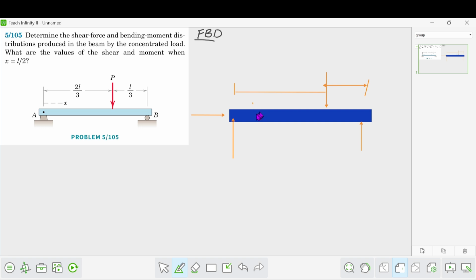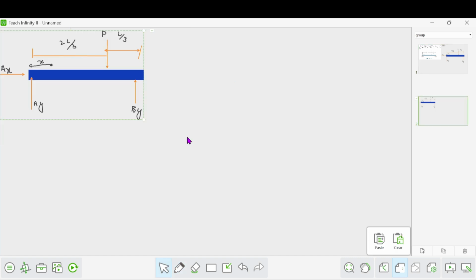We have to find the shear force and bending moment at this X point. So this is AX and BY, this is L divided by 3 and this is 2L divided by 3. This is load P, and at this position, this is X. So at this point we will find shear force and bending moment. In order to proceed to the next step of this exercise, we have to determine the support reactions by using mechanical equilibrium.